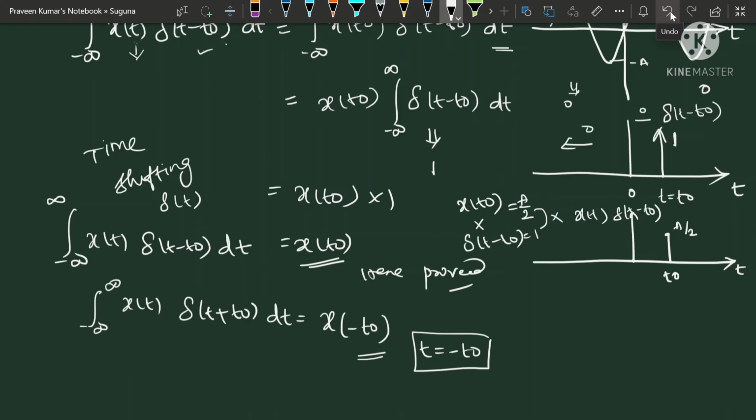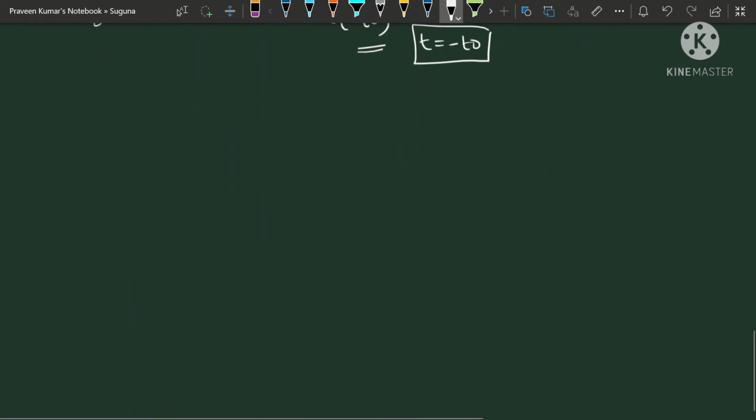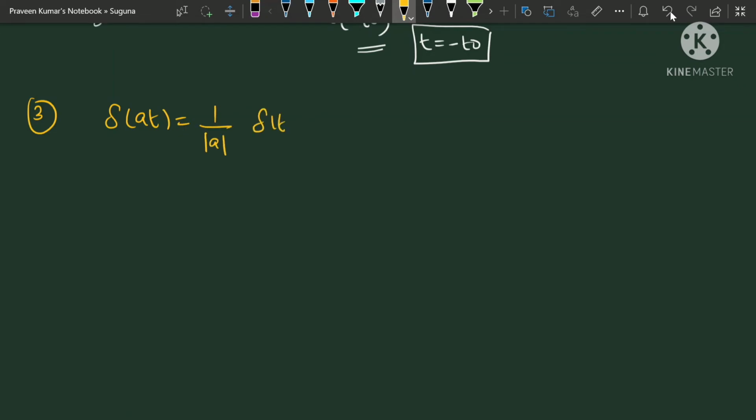Understood? Okay. Now the third property is del of at is equal to 1 by modulus of a del of t. So this is known as the scaling property, where a is the scaling factor.